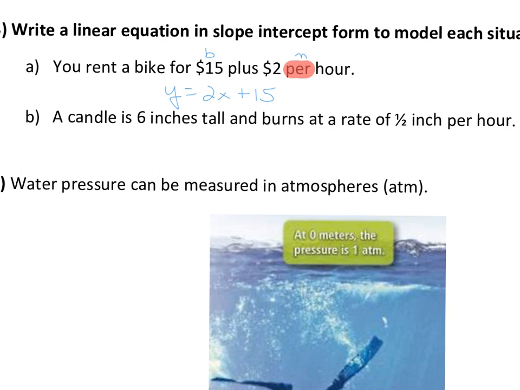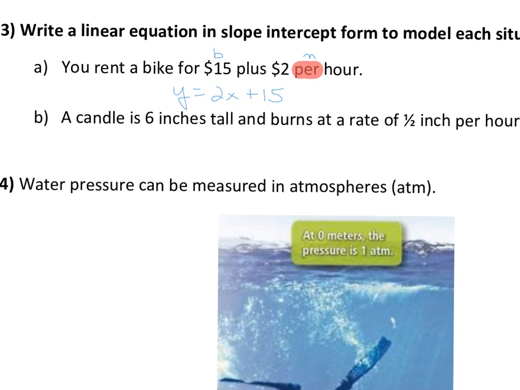Okay, so when you were looking at this guy, the candle's 6 inches tall. So 6 inches tall, that's your b value. That's your starting height. Now, it says it burns at a rate of 1/2 inch per hour. So again, we see that word per showing up, telling us that this is your slope.